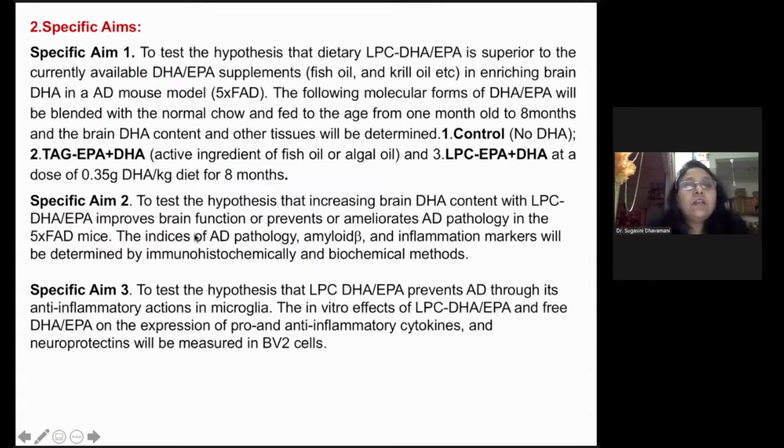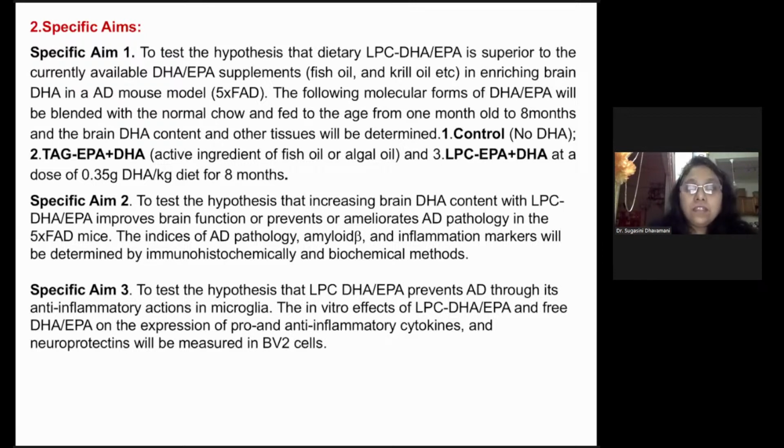So the overall objective of the study is to determine whether enrichment of brain DHA by this novel nutraceutical strategy will delay or prevent the development of Alzheimer's disease in a mouse model, the 5XFAD mice. Our aim is to test the hypothesis that dietary LPC omega-3 is superior to the currently available DHA supplements like fish oil or krill oil in enriching DHA in the 5XFAD mouse model of Alzheimer's disease.